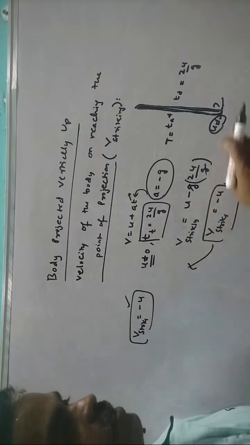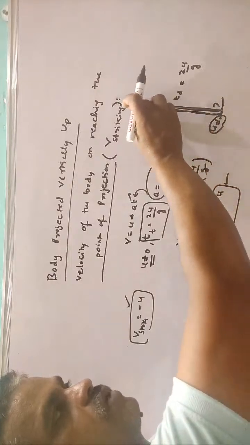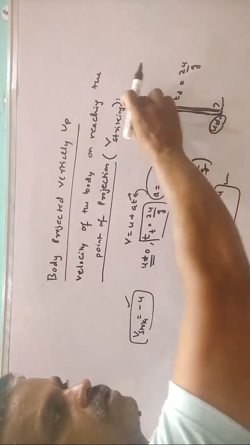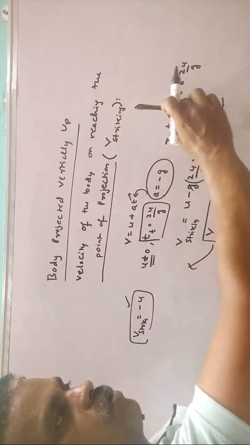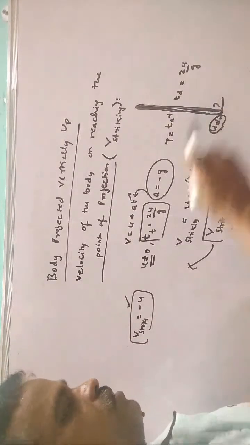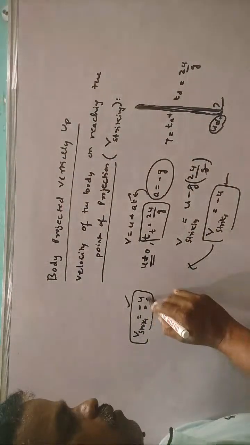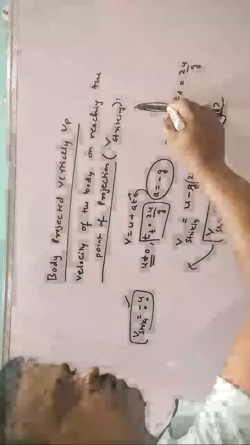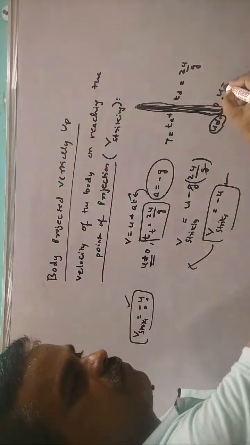So the body when we projected with initial velocity u, after reaching maximum height, the final velocity of the body in ascending is 0. Then the body comes to ground and reaches the point of projection. At the point of projection, what is the velocity? The velocity at the striking point is equal to minus u. That means however much velocity we projected with, it comes back to the same point with the same velocity.